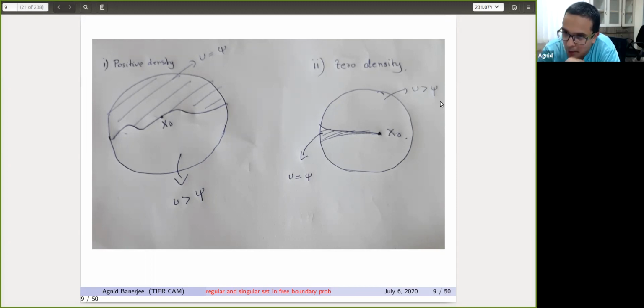So if you subtract off the obstacle, if you look at v, which is u minus psi, you will have that the Laplacian of v will be minus the Laplacian of psi, which should be +1 on the set where v is bigger than 0, because that is precisely the set where u is bigger than psi. So in terms of v, the new criterion is that in the set where v is bigger than 0, the Laplacian of v is 1, and on the coincidence set, the Laplacian of v is 0.